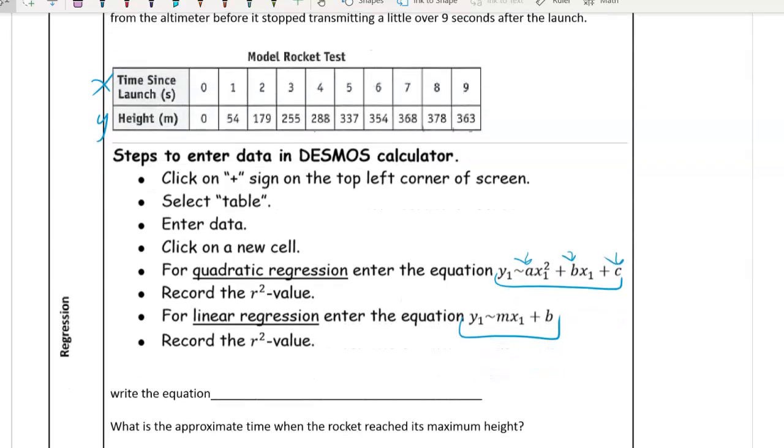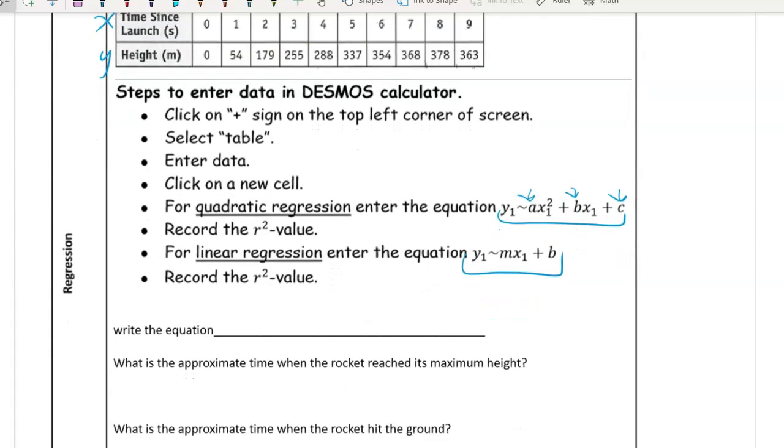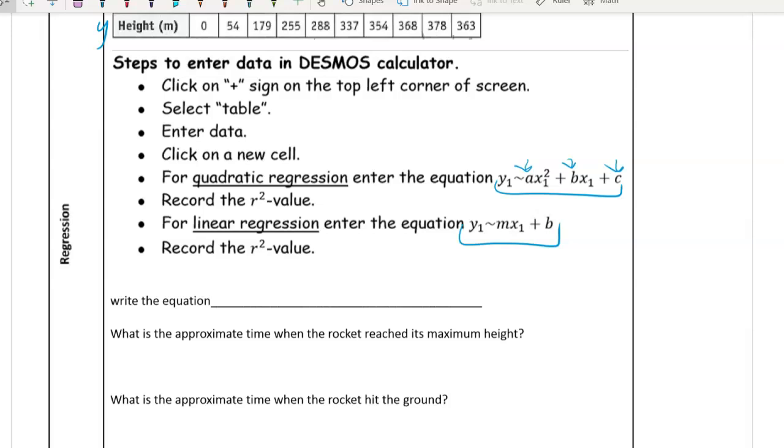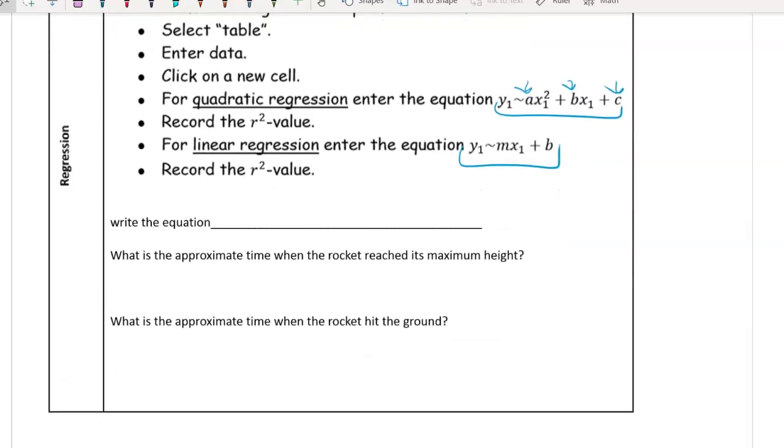So you can do this on your own. I'm just not going to put up the calculator on here. And if you need some help with this, definitely please ask me for help. I'll be happy to help you. So you'll take A, B, and C from your calculator and you'll just put it into this equation and then write your equation. What is the approximate time when the rocket reached its maximum height?